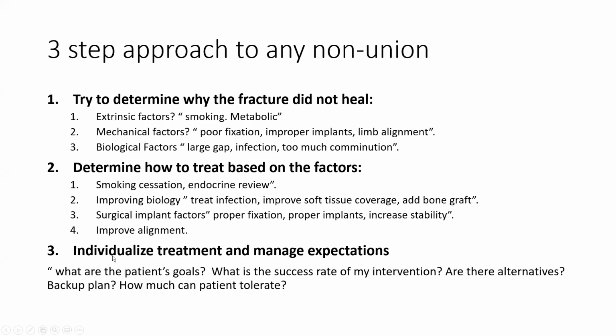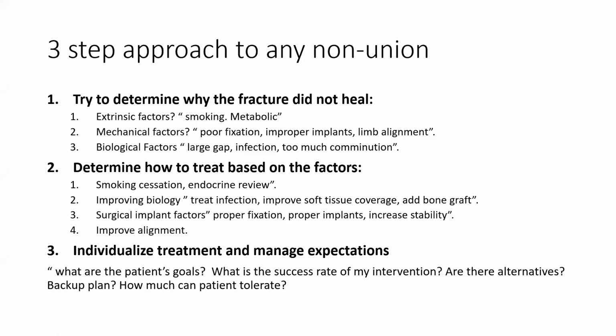The third main part, and this is actually very important, is individualizing treatment and managing expectations. Even though you have a discrete, clear, scientific reason for this fracture not to heal, and you want to correct that, you need to individualize your treatment. If a patient with non-union is a 99-year-old non-mobilizer with a painless non-union, it's different from an Olympic runner who has a tibial non-union.